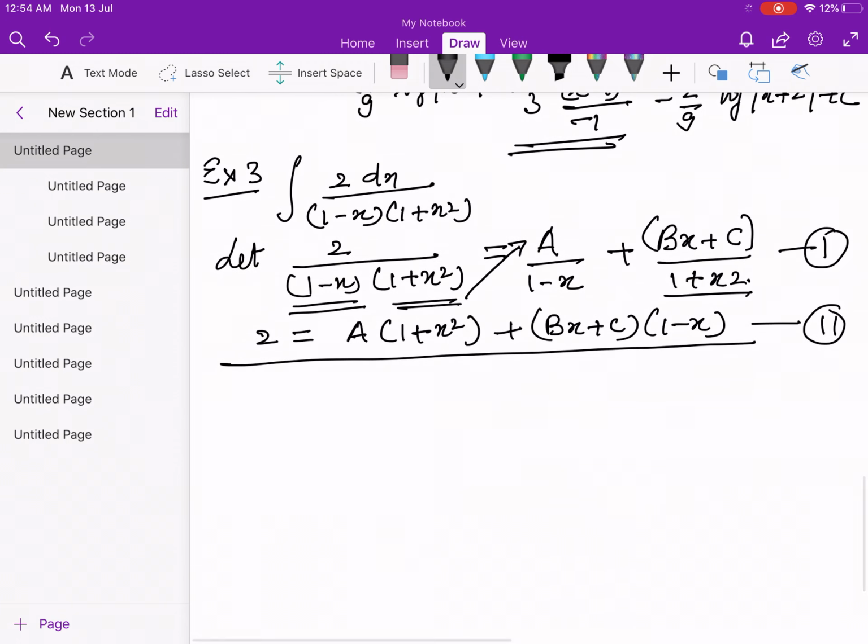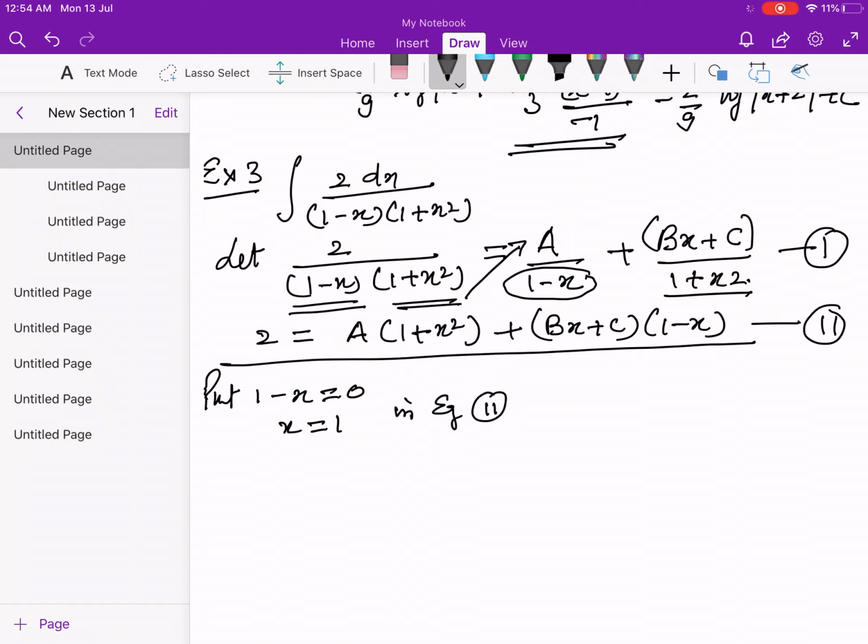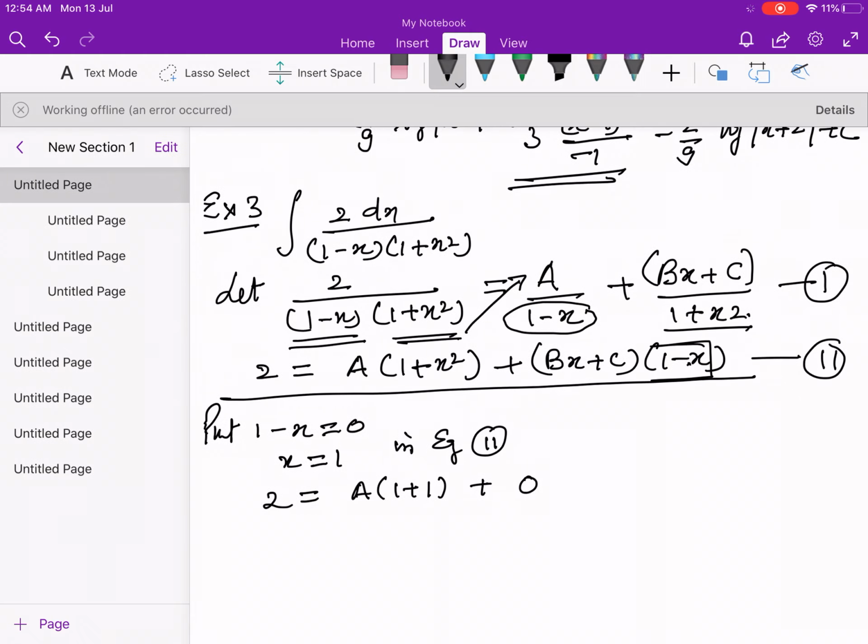Now, one value we can find by putting this 1 minus x equal to 0. So put 1 minus x equal to 0, x equals to 1, in equation 2. So 2 equals to a into (1 plus 1 square) plus, next is 1 minus 1, this is 0. So a equals to 1.